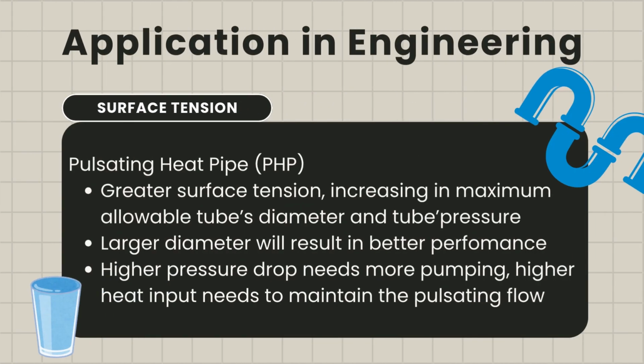Surface tension of the working fluid plays a very significant role in the performance of pulsating heat pipe (PHP). When the surface tension is greater, the maximum allowable tube diameter and tube pressure will increase too. Although a larger diameter will result in a better performance, a higher pressure drop needs more pumping power. Thus, a higher heat input is needed to maintain the pulsating flow.